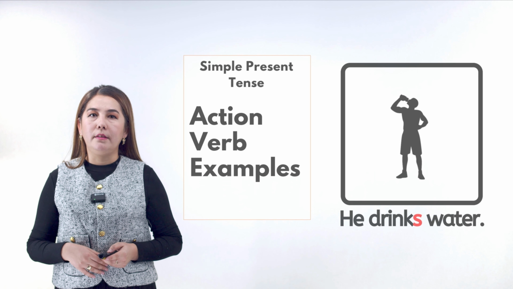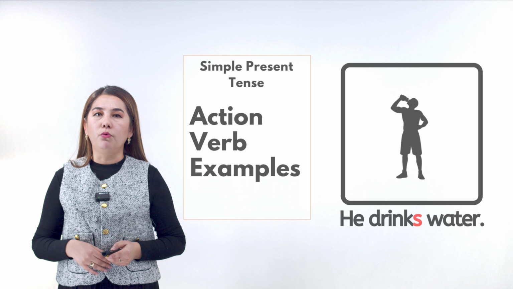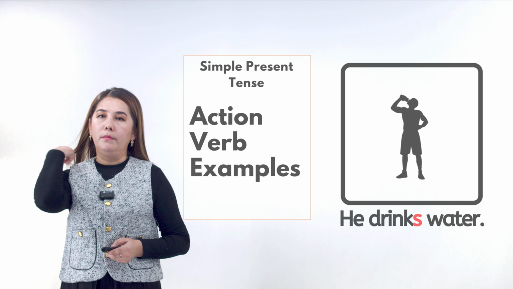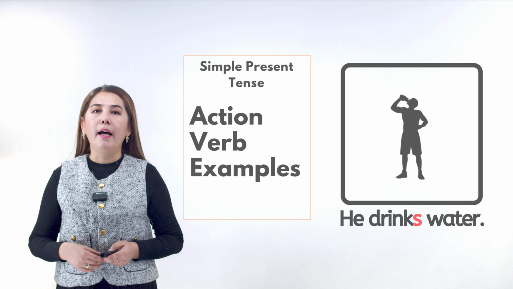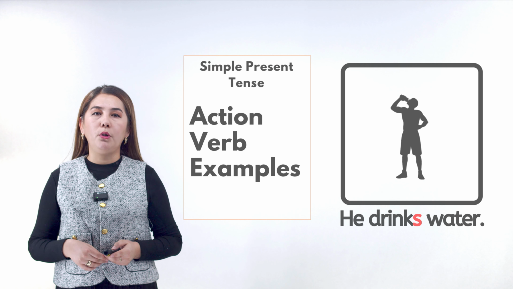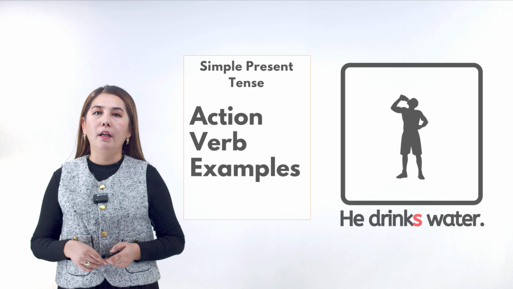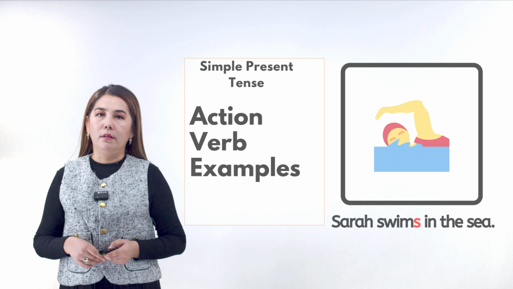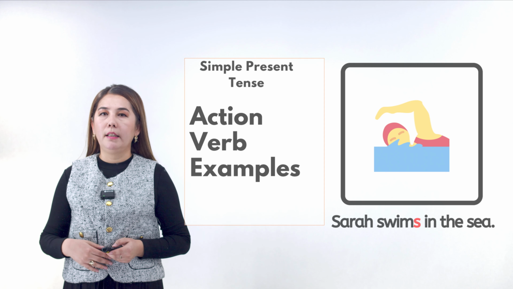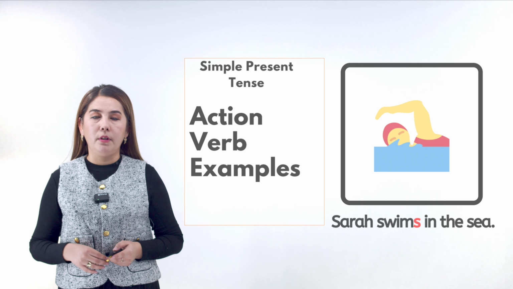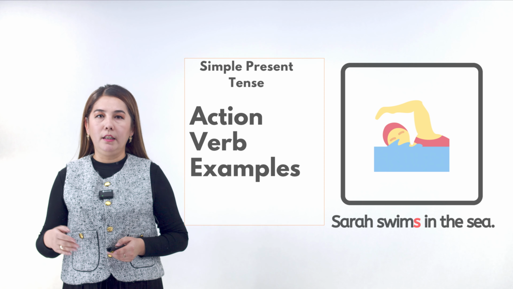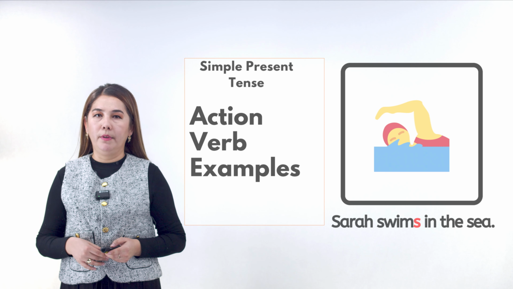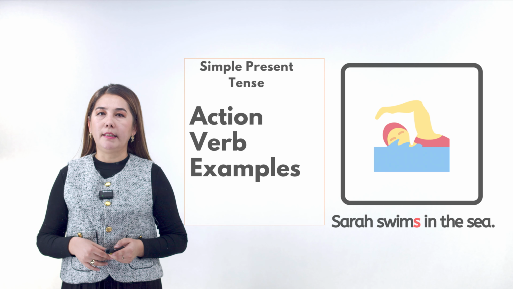The next one is he drinks water. He is in singular form, so we have to add s after the verb drink. He drinks water. The next one. Sarah swims in the sea. Sarah equals she, the subject she. So in that case, we have to add s after the word swim. Sarah swims in the sea.